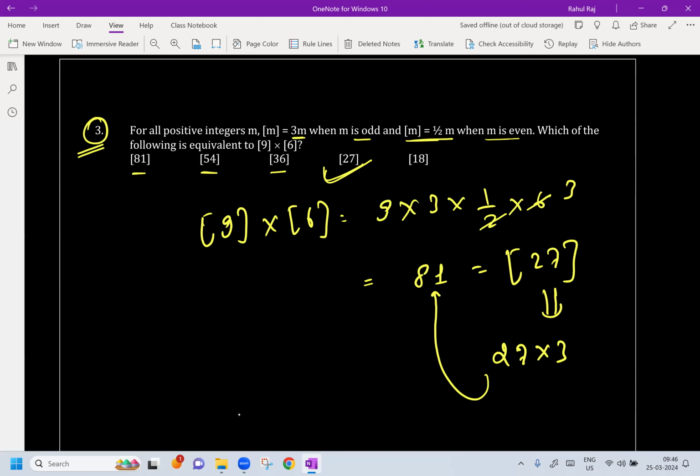So these are the tricks of number system. Everything has to be plain and simple. I got an odd number, I have to do 3m. Okay, fine. Because answers are in the form of a bracket, we can't simply say 81, and they have very clearly defined the bracket.